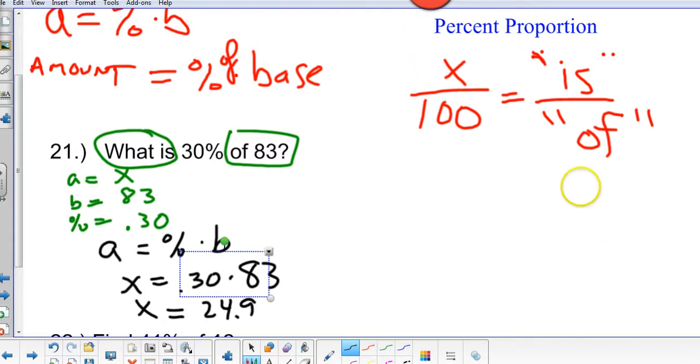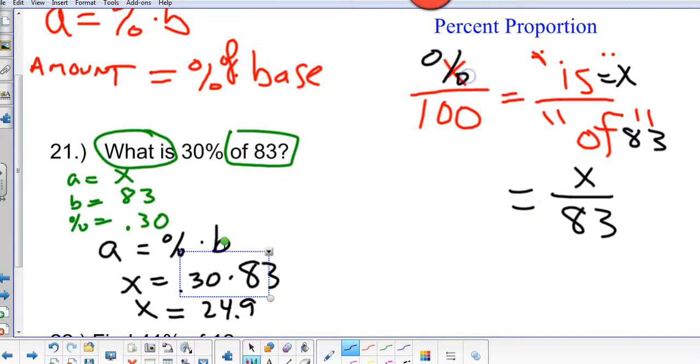If I decided that I'd rather work with it as a percent proportion, right, the "is" over the "of": the "is" is X, the "of" is 83. So this is X over 83. And then the percent is 30%. Now, if you choose that as a proportion, you don't change it to a decimal. You literally write it as what percent, right, out of 100. So it's 30 out of 100.